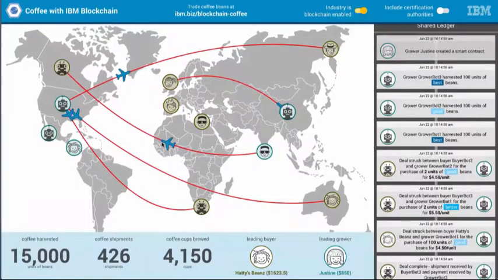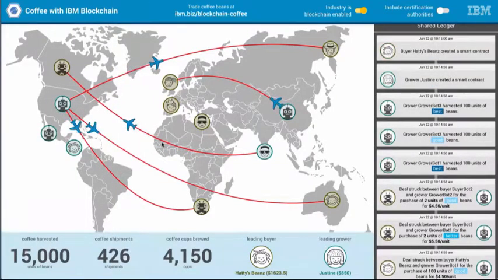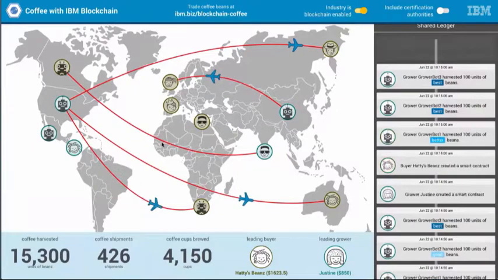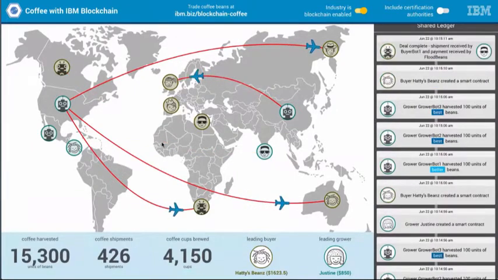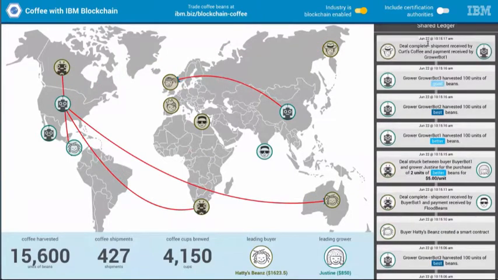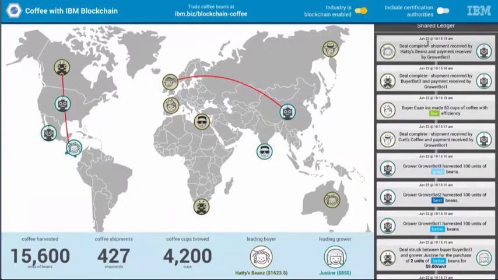So if we come back to our map, we obviously have lots of interesting things going on here. We've got lots of deals in progress throughout the world. We've got lots of connections that are being made between buyers and sellers. And if we look at some of the information that's being captured on the right-hand side here, which basically represents our shared ledger for the network, there's a lot of really interesting details here, right?